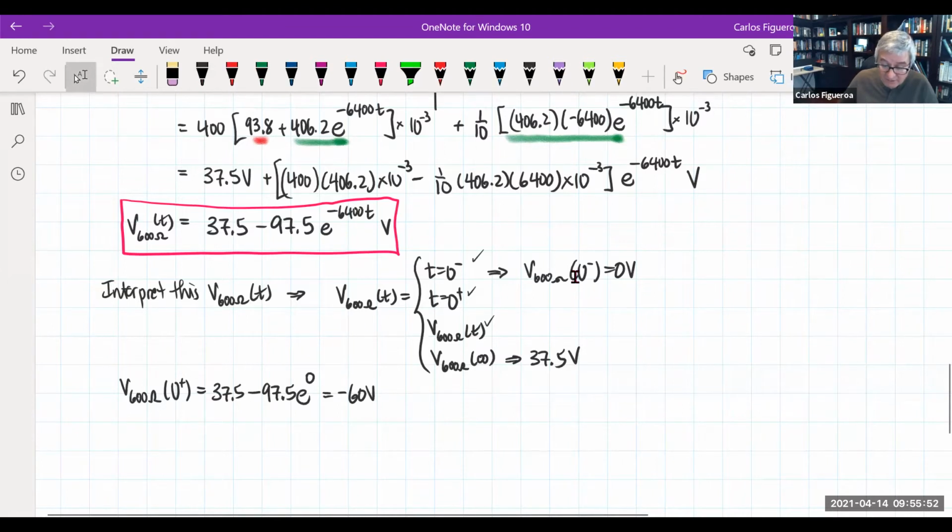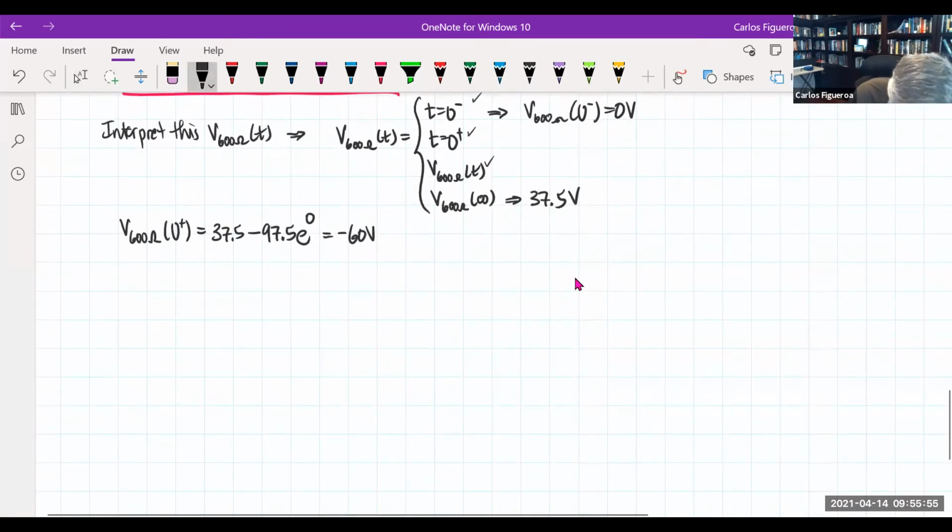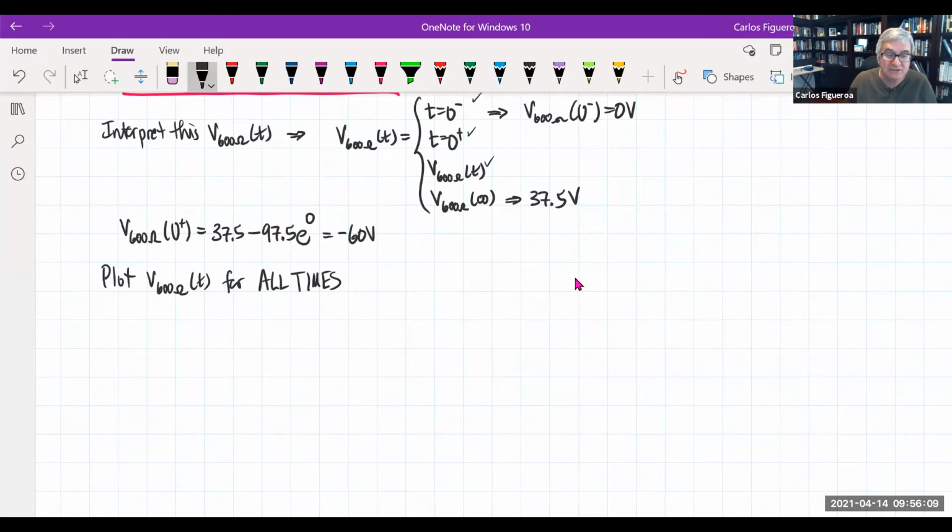So if I plot this thing, what am I seeing here? I'm going to plot V600 ohm of T for all times. And this is expected on quizzes and exams. So here I go. The first thing that I'm going to do is look at something like this. What am I seeing here? Well, it looks like the jump is actually bigger down below.